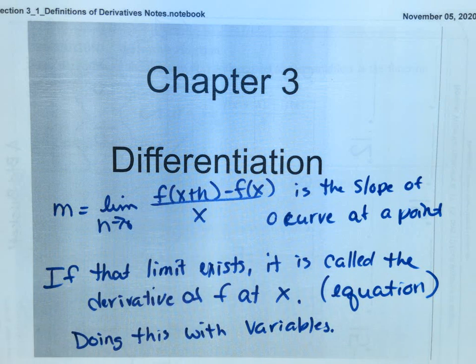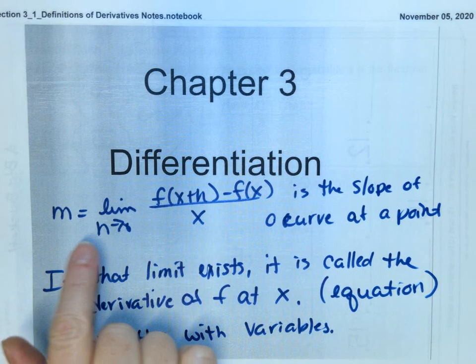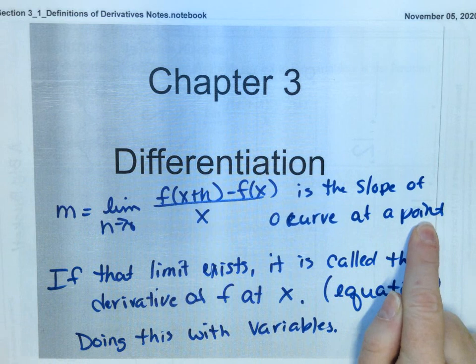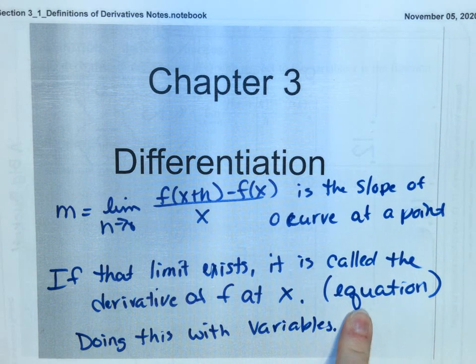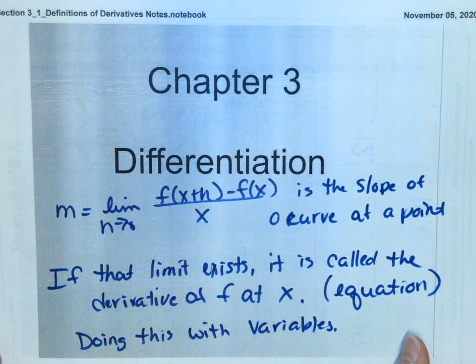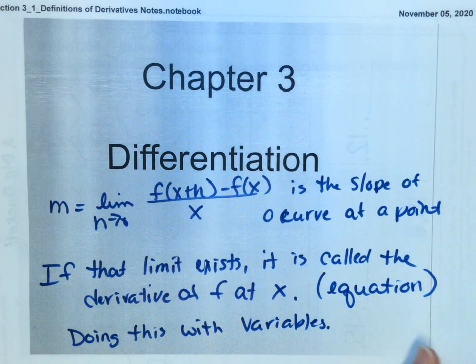So here's our introduction to differentiation. Again, we have this equation. It's the slope of a curve at a point. That limit, if it exists in the form of an equation, is called a derivative, and we're doing the same thing we were doing before. We're just doing it with variables.